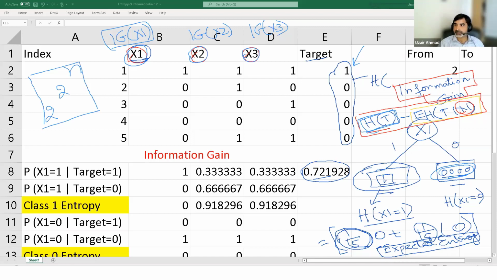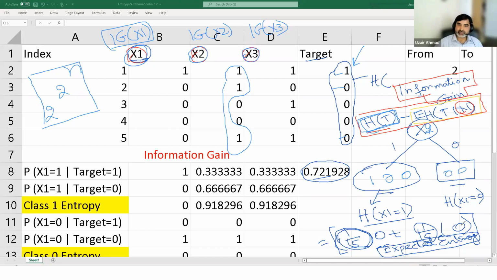All right. So for x2, what will we do? When we split on x2, whenever the value of x2 is 1, the values of target at that time are 1, 0, 0. And whenever the value of x2 is 0, this time the target is 0, 0.